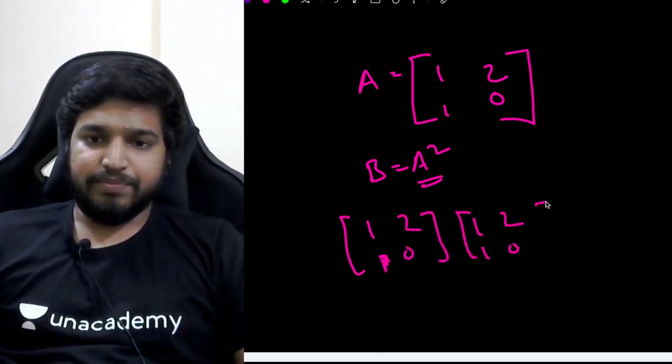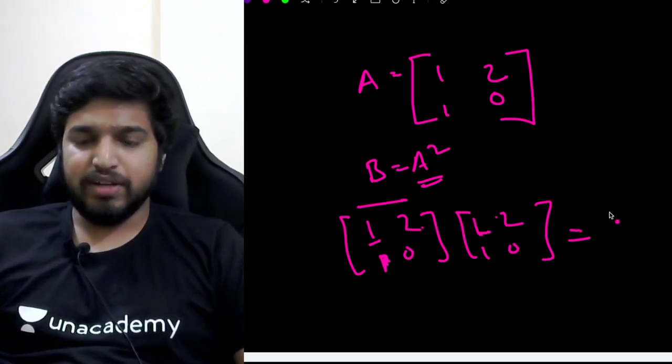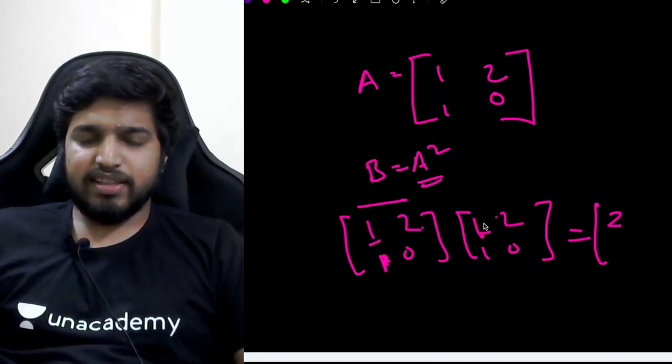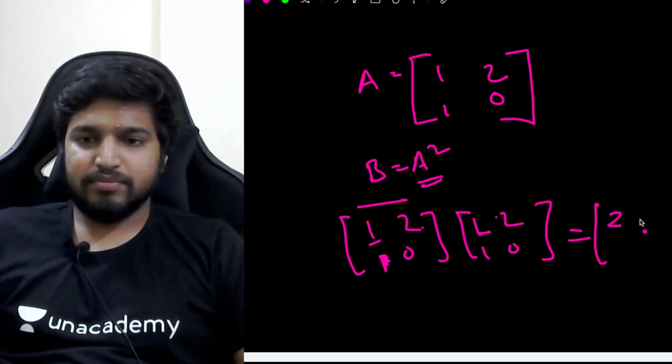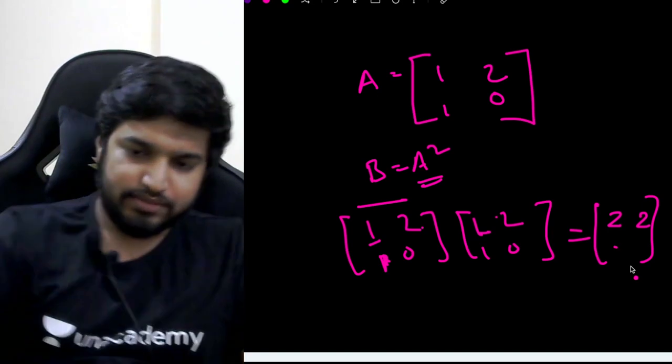It's basically 1 into 1 plus 2 into 1. It's basic matrix multiplication, 2. And then 1 into 2 plus 2 into 0, it's 2. And so on. We can keep doing it for each of those entries.